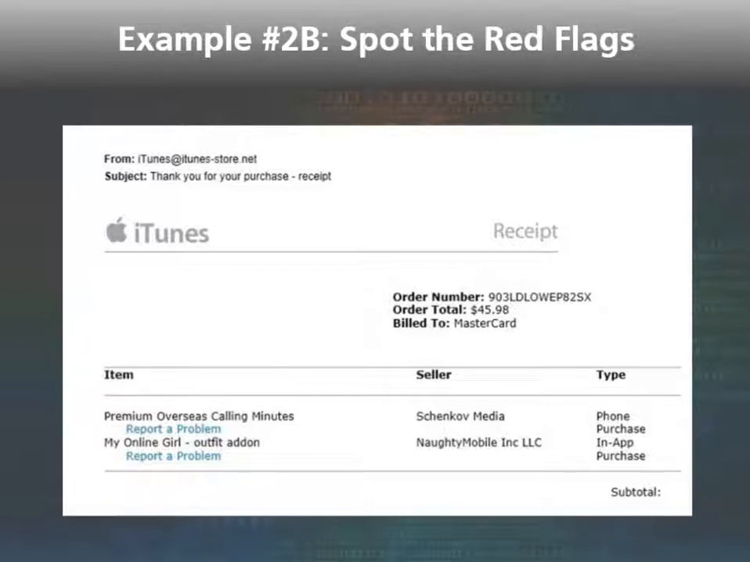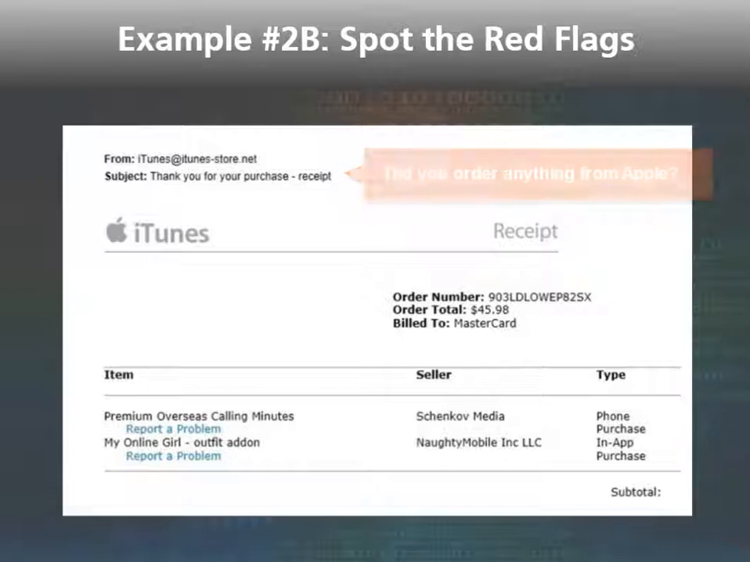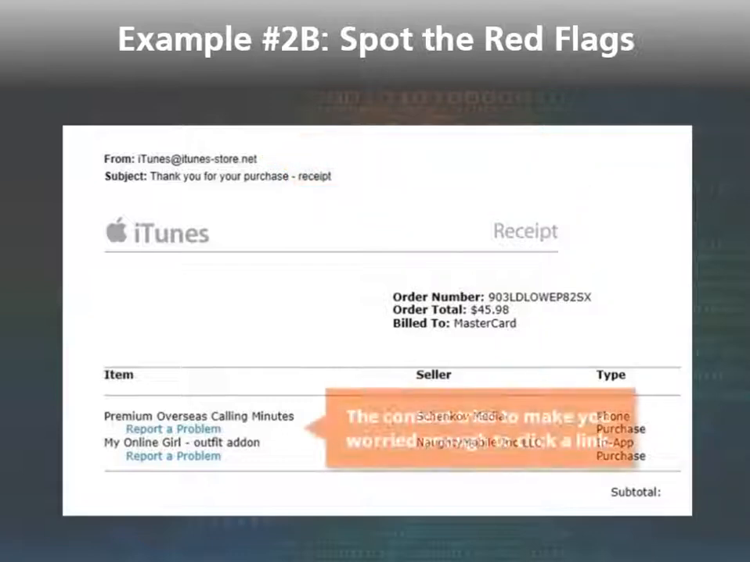There are several red flags in this email. The first thing you might spot is the subject line. Did you order anything from Apple? If not, that's a big red flag. Second, the from line appears to be a made-up domain name. The third red flag is the content itself, which was created to make you worry and click on the Report a Problem link to avoid a negative consequence. And the fact that the Report a Problem links go to very suspect addresses is also a huge red flag.